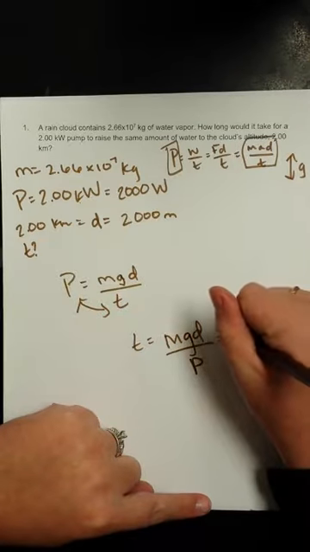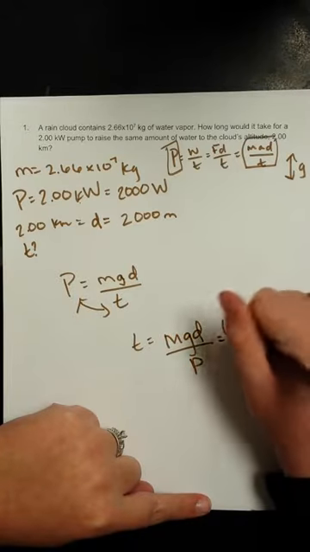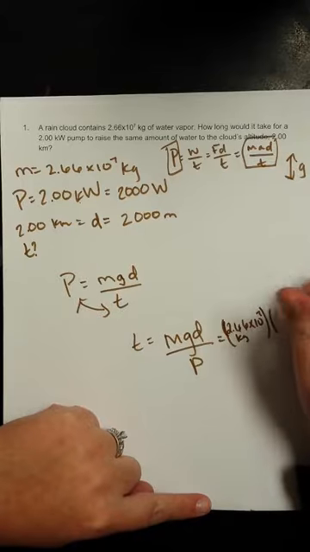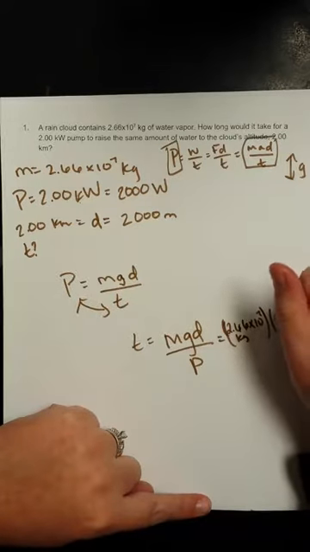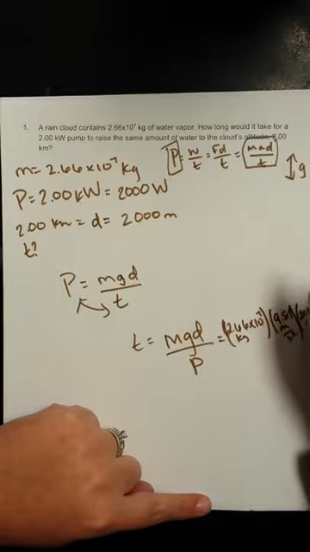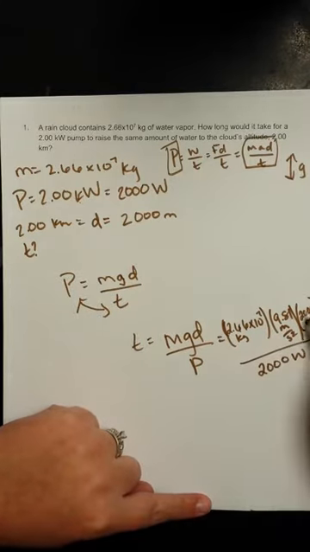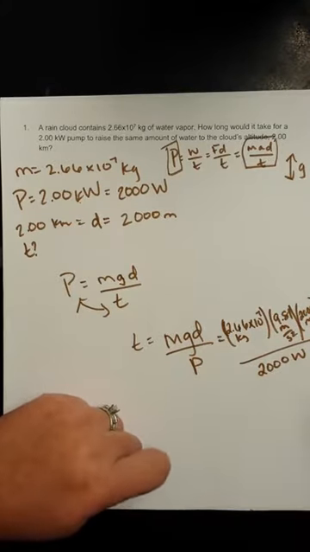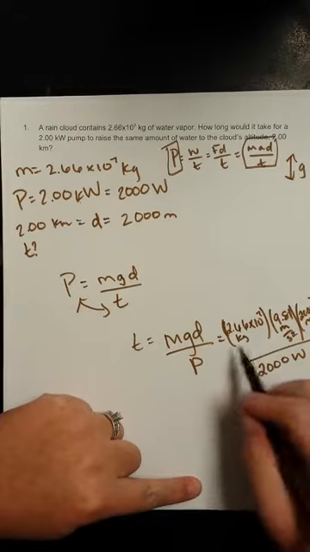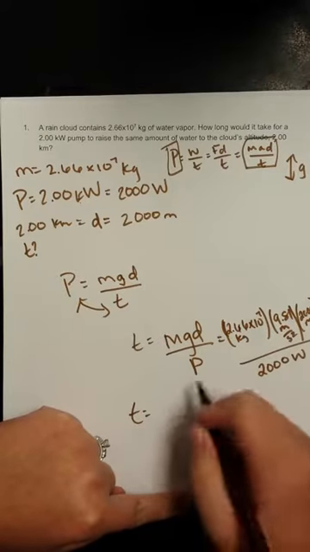So it's going to be 2.66 times 10 to the 7th kilograms times 9.81 meters per second squared times 2,000 meters, all over 2,000 watts. You could see that 2,000 divided by 2,000 is going to go away, but let's just plug everything in in case those numbers were not the same. You can get the same algebraic process here. The units end up being kilogram meters per second squared times meters. That is still a joule. All right, let's plug this in.